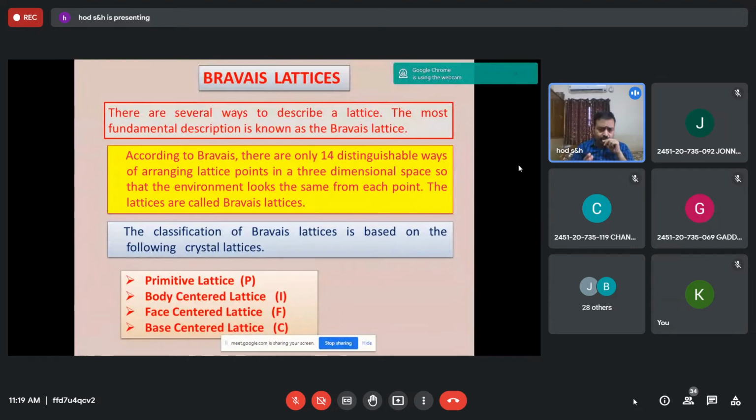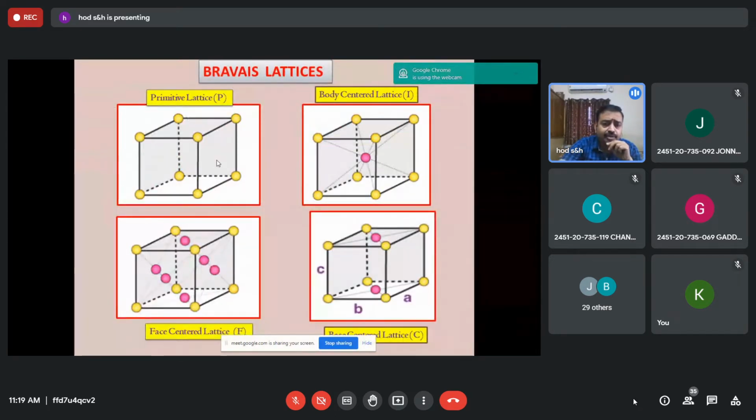We have the following crystal lattices. One is the primitive lattice, second the body-centered lattice, third the face-centered lattice, and the fourth the base-centered lattice. In any crystal, only these 4 are possible. What is primitive? If you take a unit cell, at 8 corners, 8 lattice points are there, then it is called a primitive lattice. Body-centered: in addition to these 8 corners, exactly at the center of the unit cell, one more lattice point is there, then it is called body-centered.